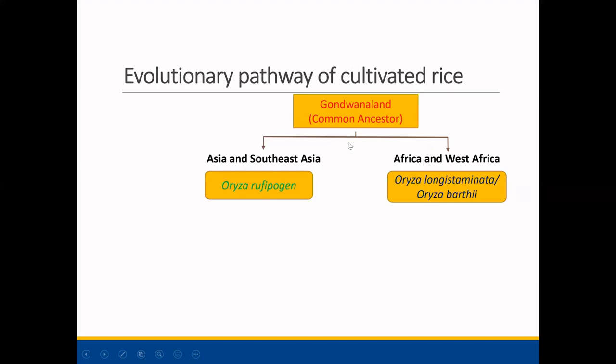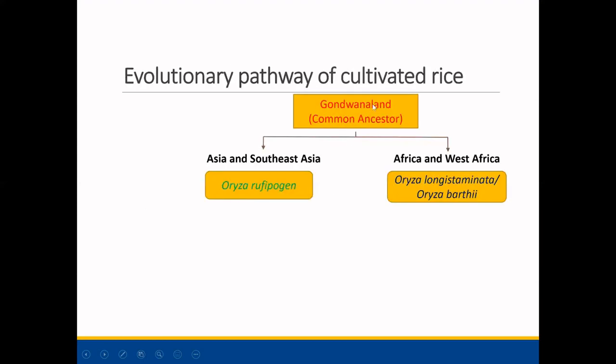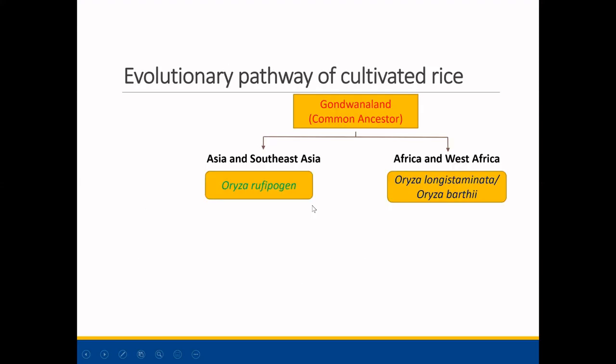So I said we had the wild types in this particular landmass called Gondwanaland. Currently this landmass has drifted apart into Asia, Africa, Australia, and Antarctica. So they are divided. This is the common ancestor. We said the wild grass belonging to genus Oryza is the ancestor of the cultivated rice.